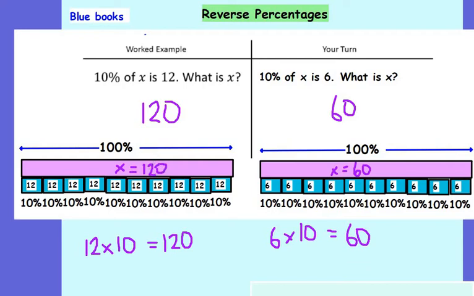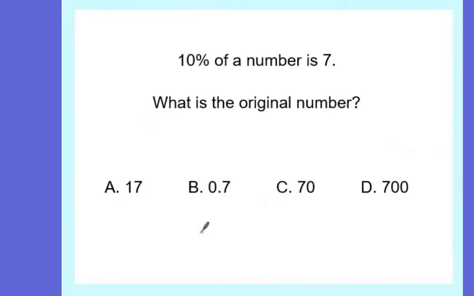Okay, Year 7, light blue books or mini whiteboards if you have one. If 10% of a number is 7, what was the original number? Pause the video, have a little think. Is it A, is it B, is it C, or is it D? Okay, if 10% of the number is 7, I need to multiply that by 10 to get 100% of the original number. So you should have got C, 70.